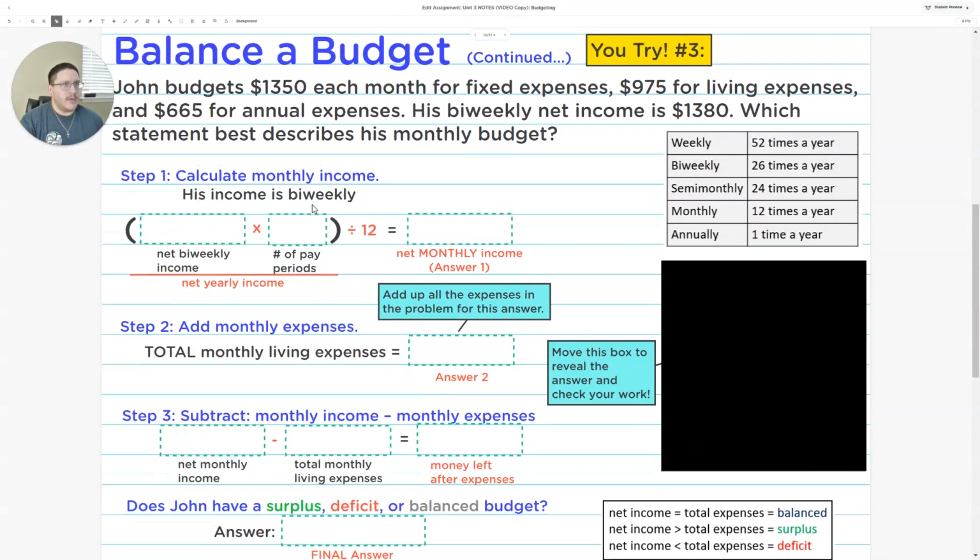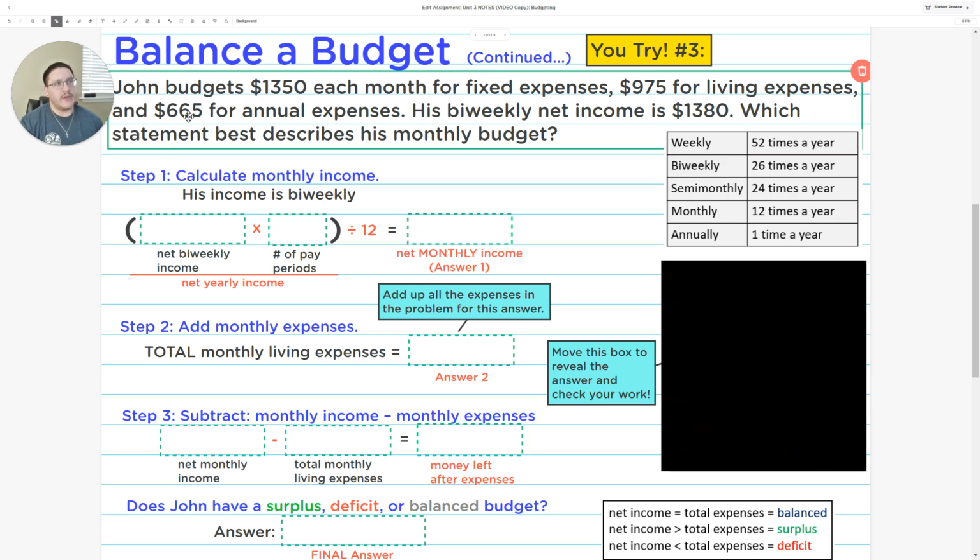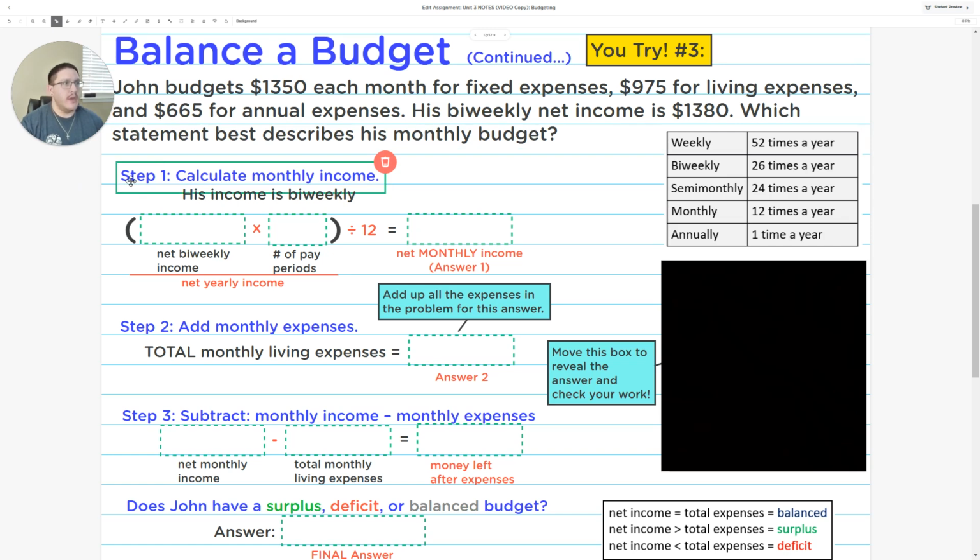Okay, you try number 3. John budgets $1,350 each month for fixed expenses, $975 for living expenses, and $665 for annual expenses. His biweekly net income is $1,380. Which statement best describes his monthly budget?